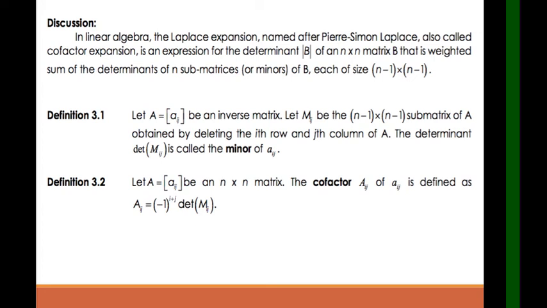So, by definition, let A equal the square bracket of A sub ij be an n by n matrix. Let M sub ij be the n minus 1 times n minus 1 submatrix of A obtained by deleting the ith row and the jth column of A. The determinant of M sub ij is called the minor of A sub ij.